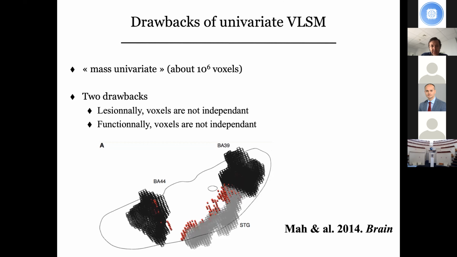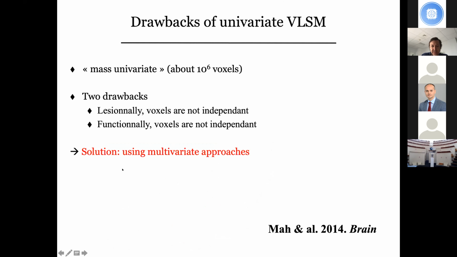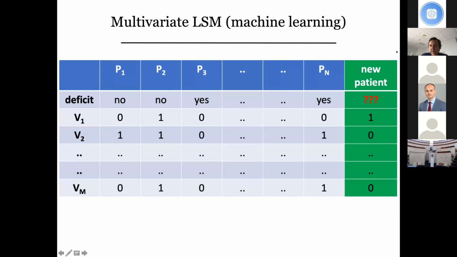So these authors said that if you want to solve this, you have to use multivariate approaches. But what are multivariate approaches? Here you put all the patients in columns, all the voxels in lines, 0 if not damaged, 1 if damaged. And by machine learning, you want the machine to learn how to predict the first line based on all other lines. So that when you give the machine a new column, it will be able to predict if there is a deficit or not.